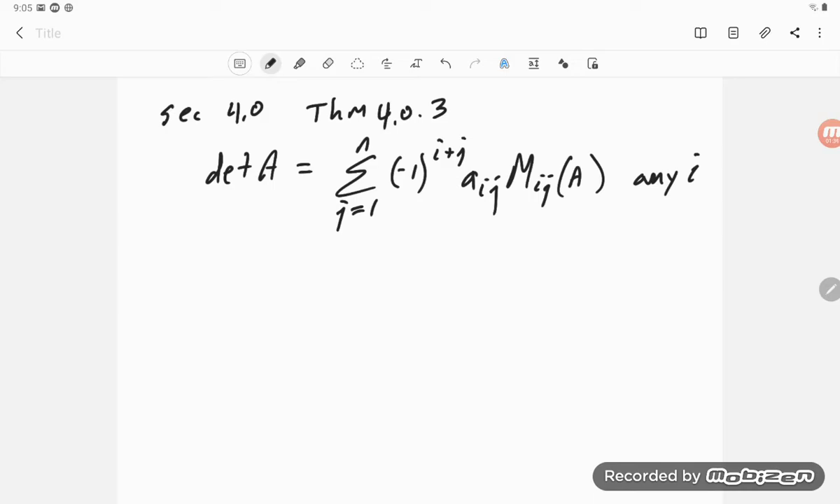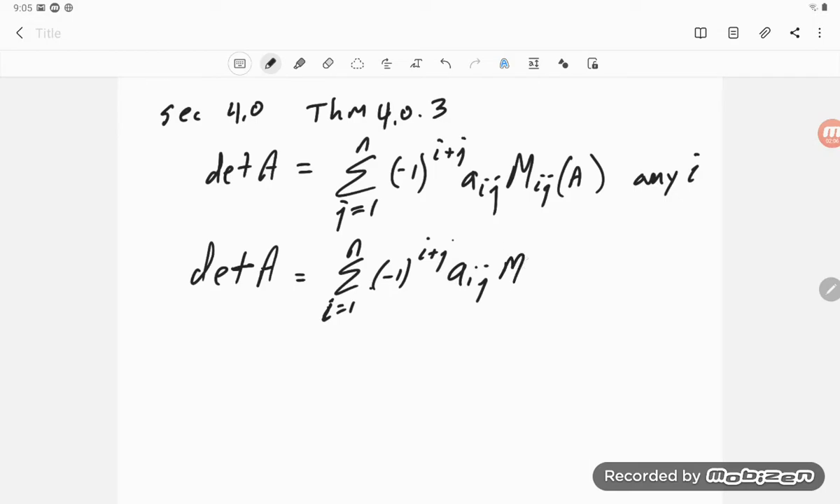So that's expanding about any row, and then similarly you get the same answer if you expand about any column. So we change this to the sum from i equals 1 to n of -1 to the i plus j, and we can still say Aij. We're just going to march down. Notice we're summing over the i's, so it's for any given j, which is a column, and then Mij of A, and this is for any j.